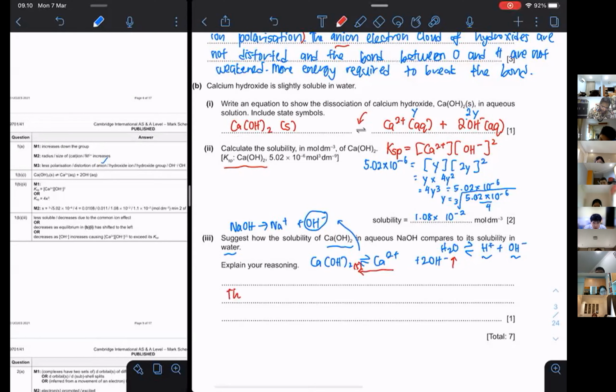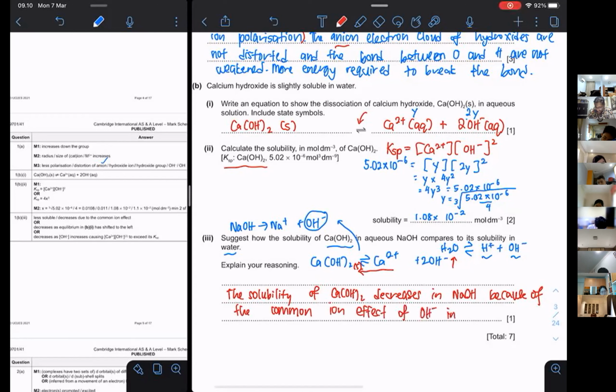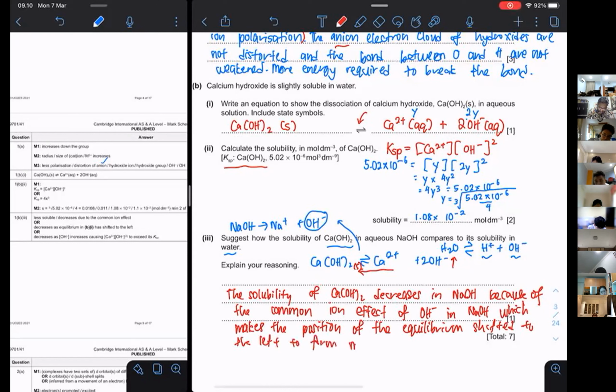It means the solubility of calcium hydroxide decreases in NaOH because of the common ion effect of OH minus in NaOH, which makes the position of the equilibrium shifted to the left to form more solid or undissociated calcium hydroxide.